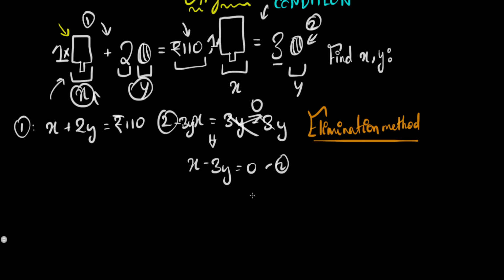There's no two x's in one or three x's in the other. So I feel I can eliminate the x easily. So I'm gonna eliminate the x.